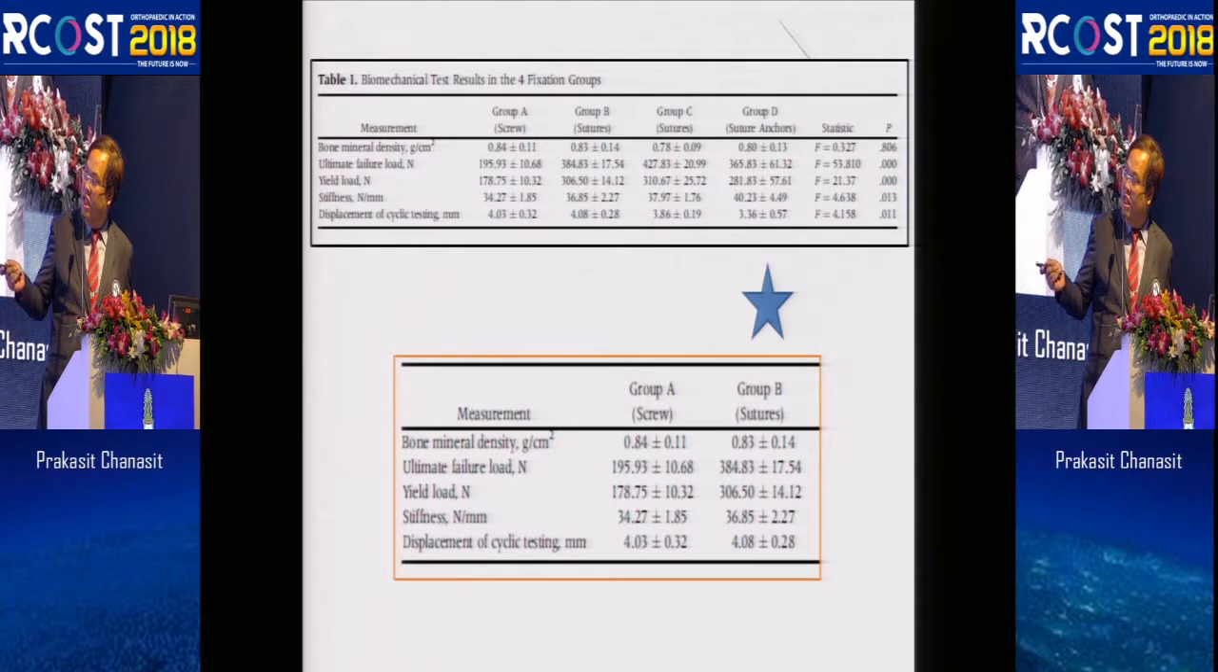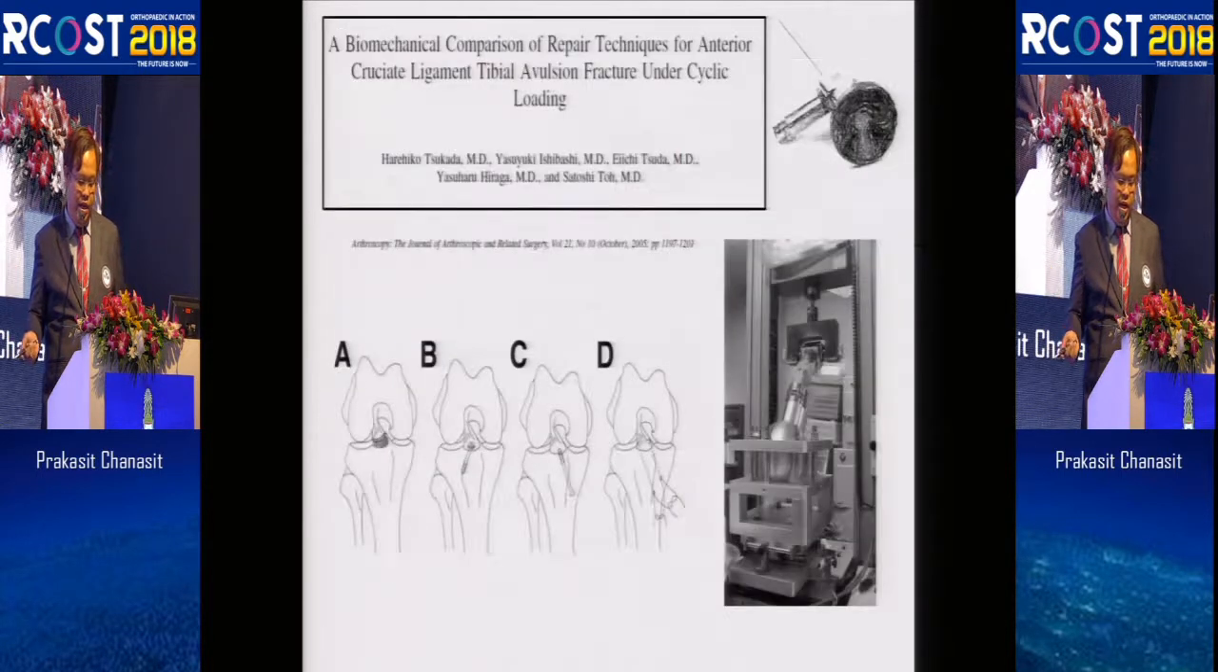So let's go to group B. In all the biomechanical tests regarding the fixation, group B is better. So in this paper, the suture is the winner.